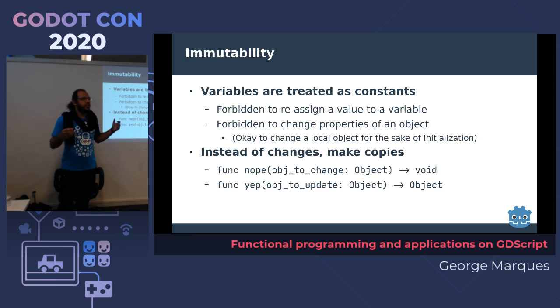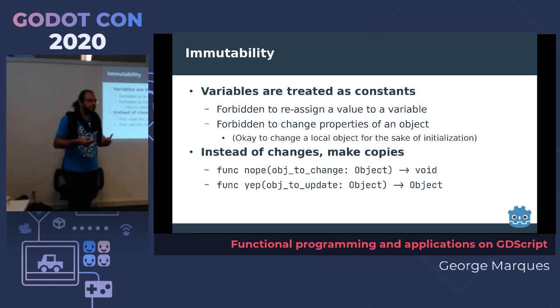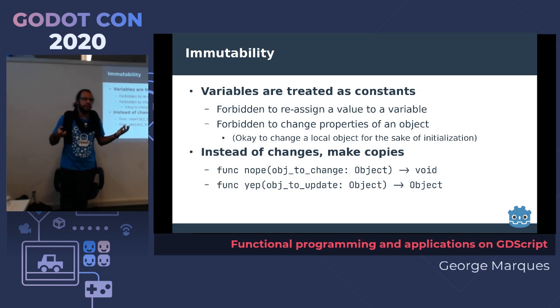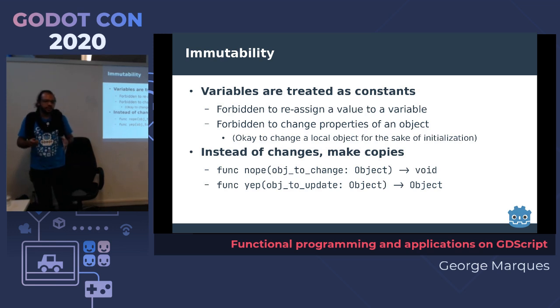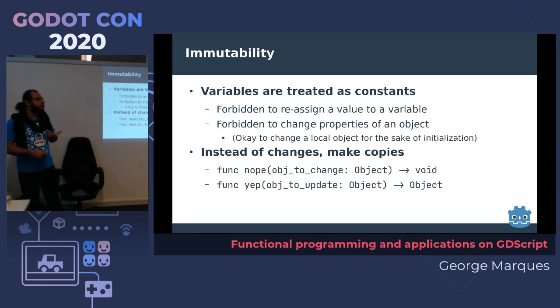But it's okay to change an object that you created in the function, because you created it in the function and then change the properties for initialization purposes and just return the object. But that's a new object. That's not like changing something that you receive as a parameter. So the idea is, instead of changing the object in the function and returning nothing, you update the object by making a copy, updating the values of the copy that you created, and then return that new object. And the original object is unchanged.